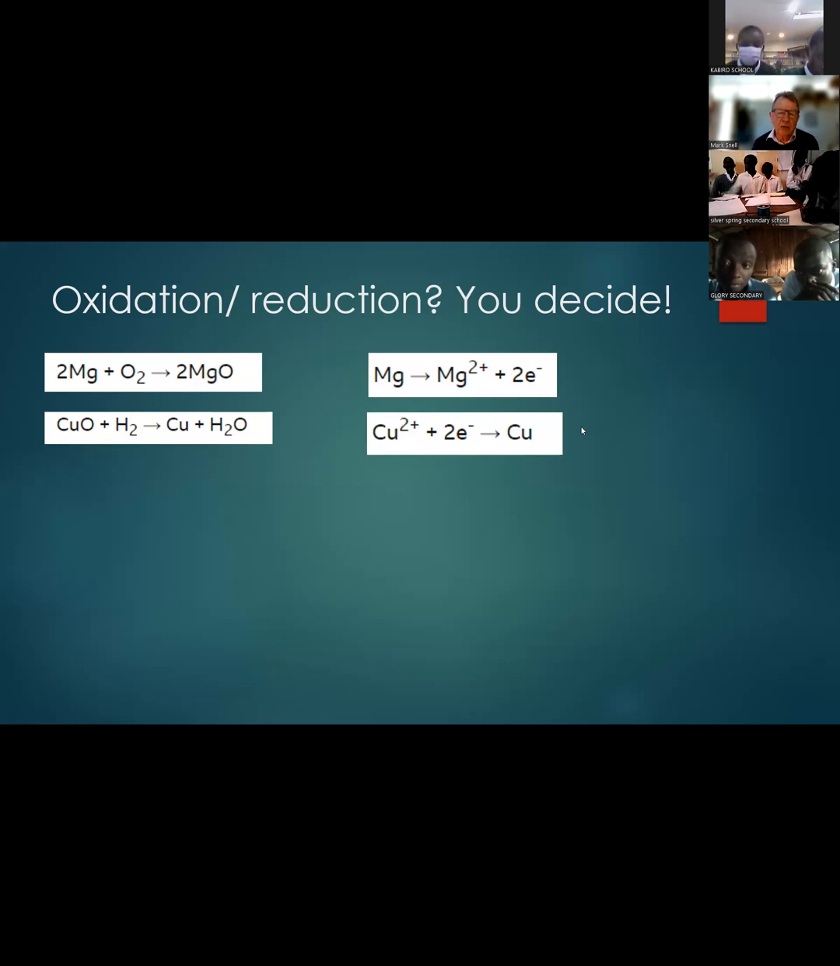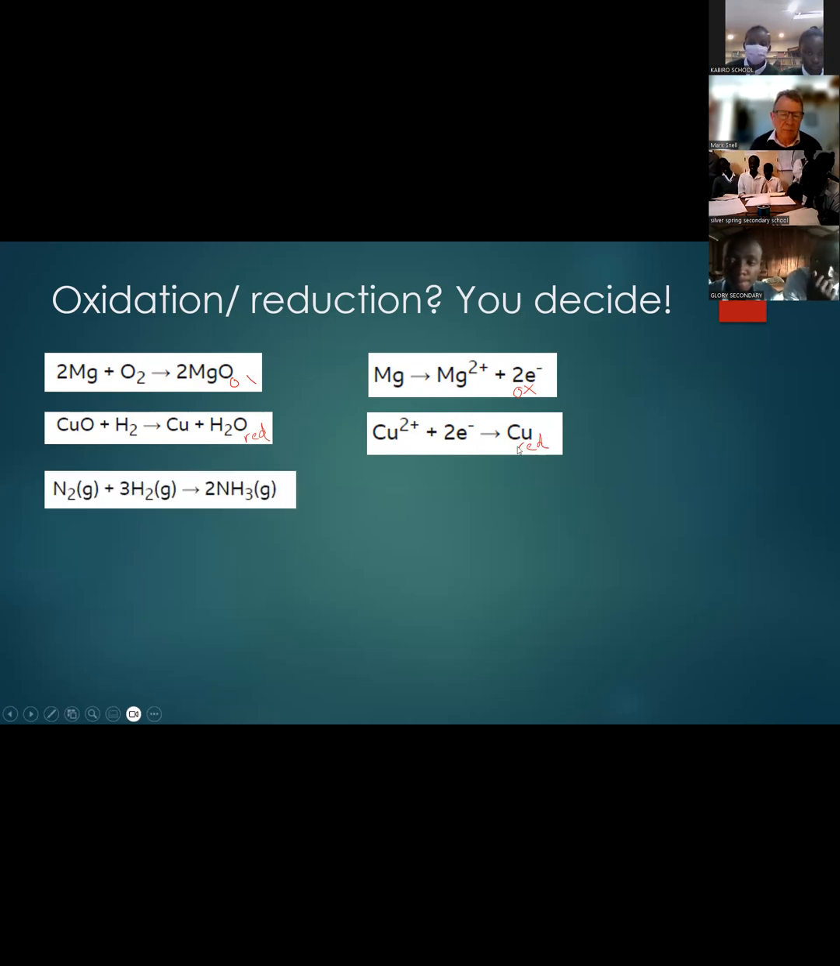Okay, so the first one here is oxidation. This one here, the magnesium is losing electrons. So that is oxidation. This one, the CuO loses oxygen. So that is reduction. And this one here, the Cu2 plus is picking up electrons, gaining electrons. That's reduction. On the next one, what is happening to the N2? What is happening to the N2?